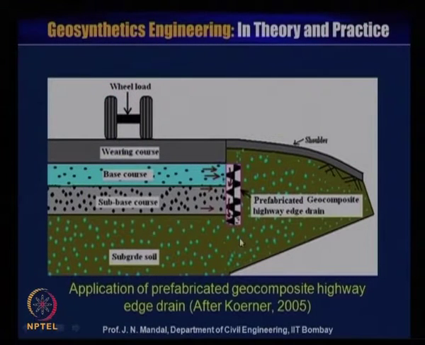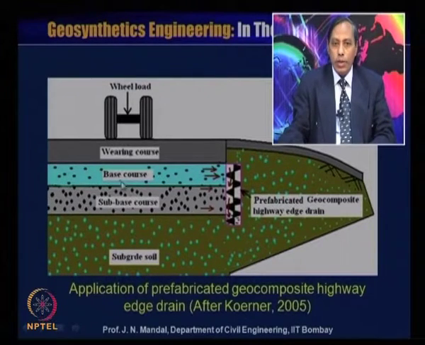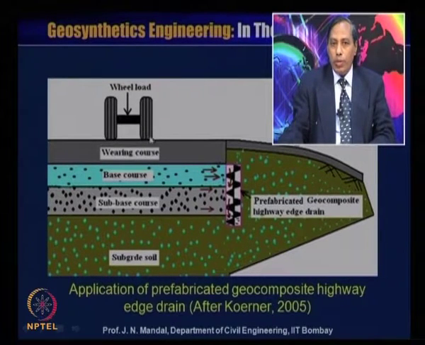So here you can see the application of a prefabricated geocomposite highway edge drain, after Koerner 2005. Here is the subgrade soil, here is the sub-base course, here is the base course, here is the wearing course, and here is the shoulder. Here is the wheel load. Whatever water there is can percolate through this geocomposite material and then go down.